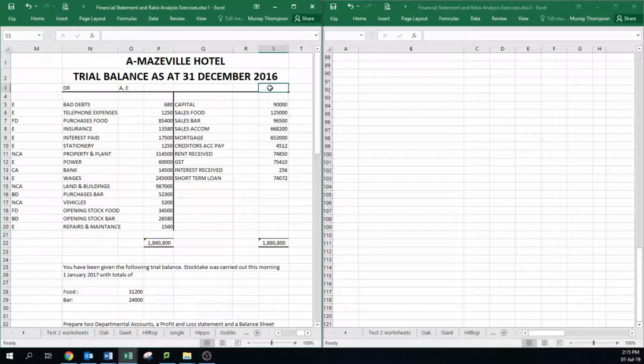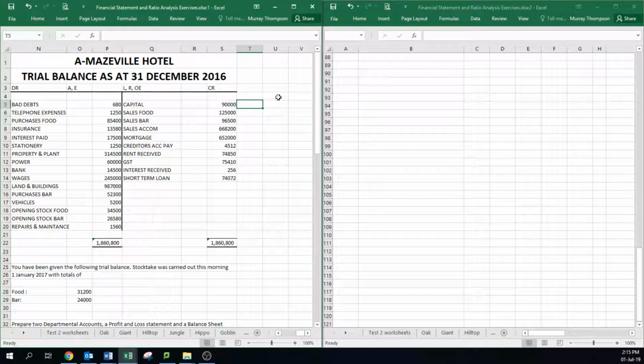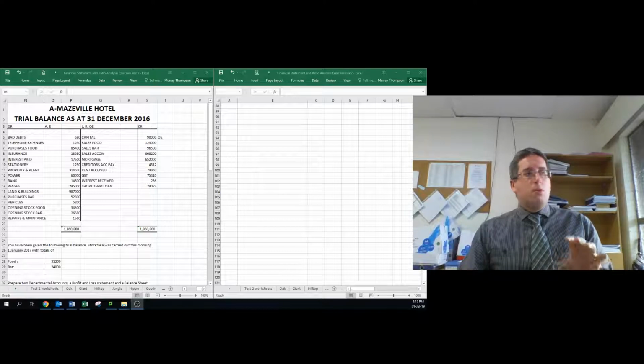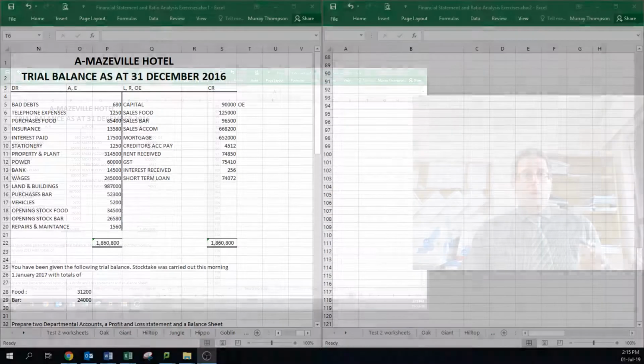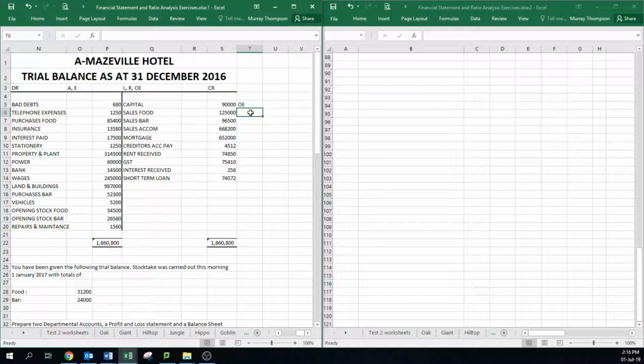Then we do the same for the credits. These are on the right hand side of the equation, so these will be liabilities, revenues, owner equity items. Again, we have capital, that's owner's equity. Sales food is a revenue. But again, you've got to think this belongs to a particular department, because we're going to use it on the departmental account first. So that is going to be food department. Sales bar, that's bar department.